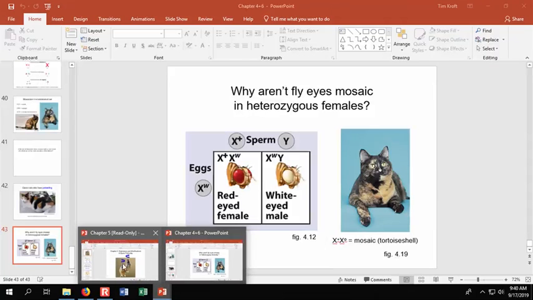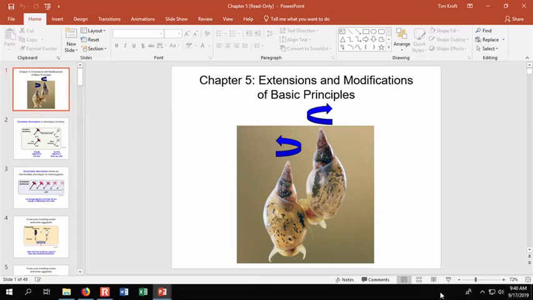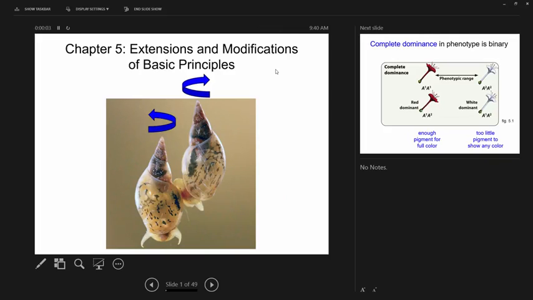Now, we are exiting chapter 4. The end of everything made sense. And we're going to enter chapter 5, where I tell you all the things that I lied about previously. Actually, I didn't lie about anything. In chapter 5, we're going to talk about extensions and modifications of the basic principles. So things that happen with a phenotype that you wouldn't expect based on what we've talked about so far.